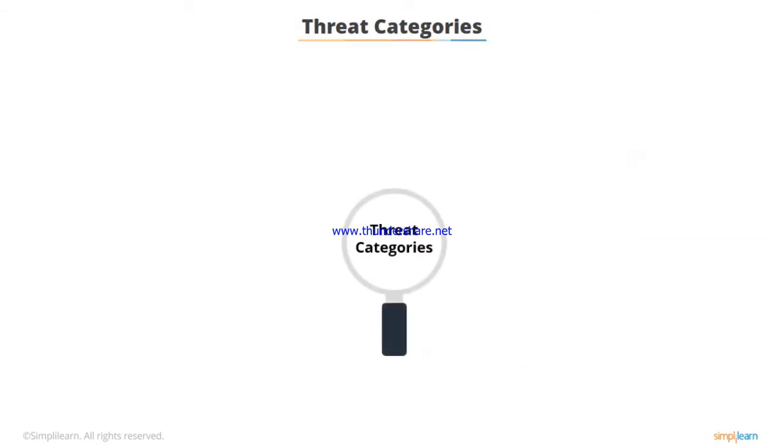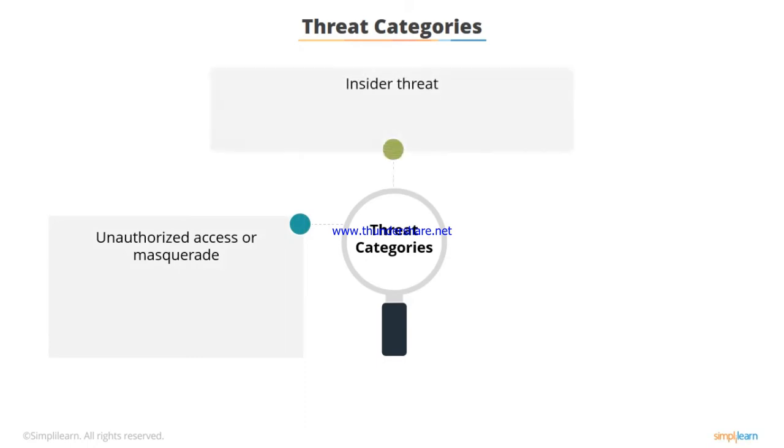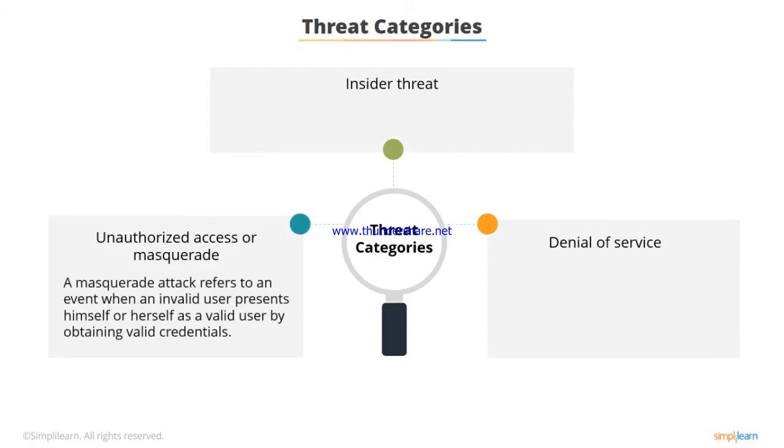There are 3 threat categories: unauthorized access or masquerade, insider threat, and denial of service. Unauthorized access is the most common form of the threat category. A masquerade attack refers to an event when an invalid user presents himself or herself as a valid user by obtaining valid credentials. These attacks can be detected by looking at unsuccessful attempts from audit logs or by profiling login attempts by IP addresses.